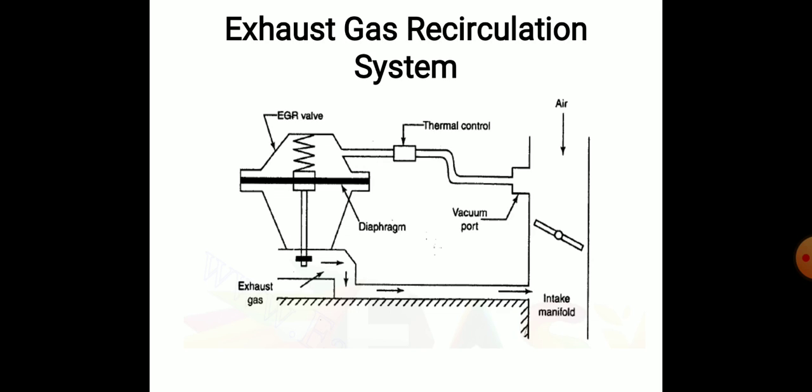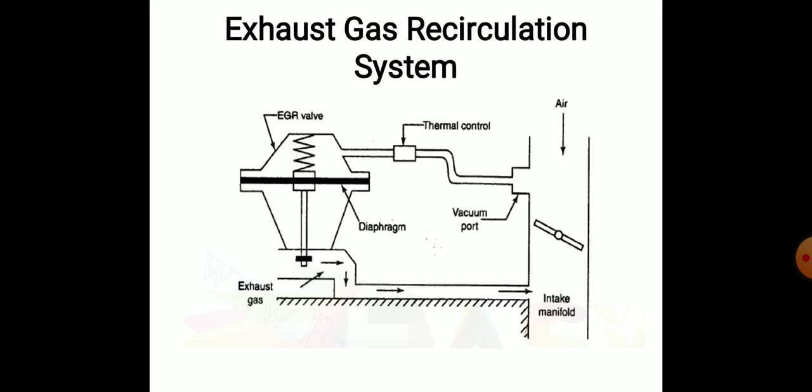So when the throttle valve is opened from the idle position, the vacuum will be applied so that the taper valve will gradually open. So this causes the exhaust gas to flow inside the inlet manifold. So once the exhaust gas is circulated inside the inlet manifold, it's supposed to reduce the NO2 emission. So by using this exhaust gas recirculation system, we can reduce the NO2 emission.